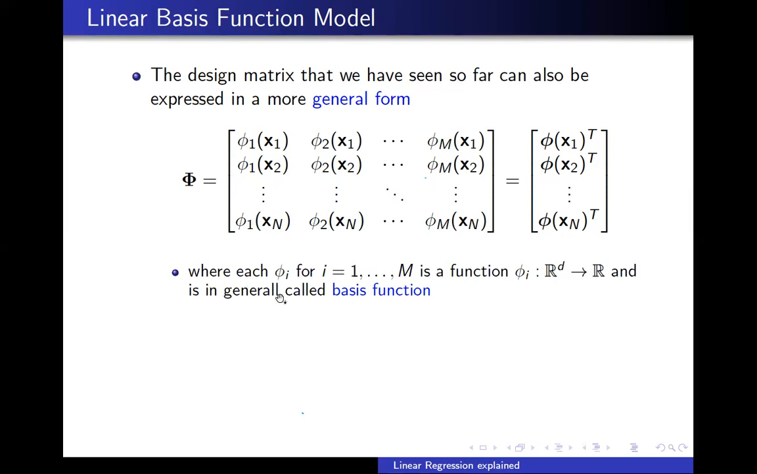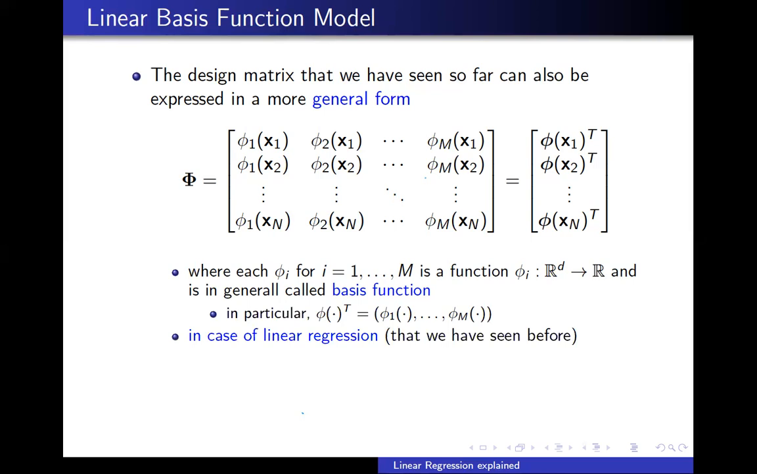So here, phi_i for i from 1 to m is a function that goes from R^d to R. That means it takes a data point and gives a scalar value, typically called a basis function. So we can concatenate all these basis functions together and represent them in the form of a vector.